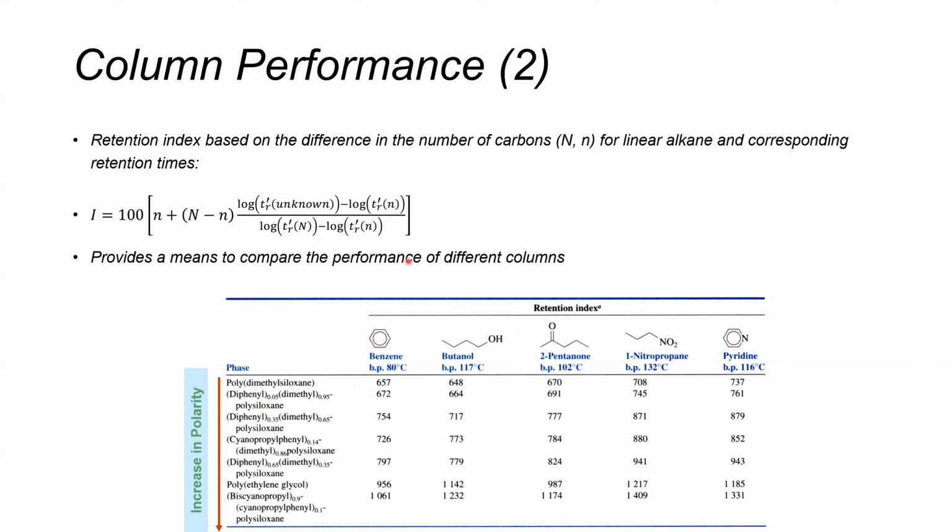So this provides a means to compare the performance of different columns. The retention index will change based on the polarity of the stationary phase. So the stationary phases increase in polarity going this way, and we can see how the different analytes are going to be affected by that. You can see that an increase in polarity is going to change the retention times of these.